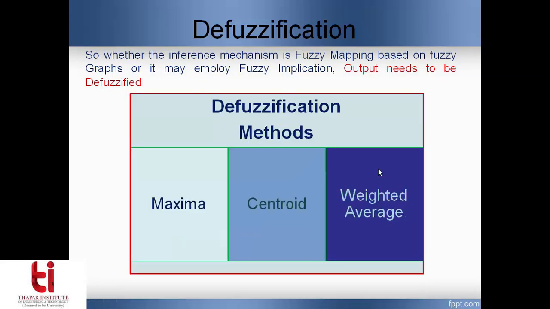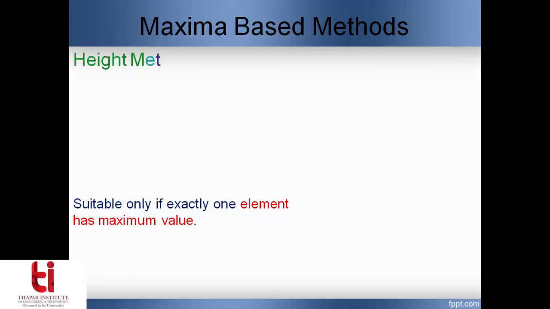So for defuzzification, we have different kinds of methods. Primarily, they can be classified as maxima methods, centroid methods, and weighted average methods. Further, maxima methods can be identified as height method, mean of maxima method, first of maxima method, or last of maxima method. Centroid methods can be further classified as center of gravity, center of sums, or center of largest area. These are the commonly used defuzzification methods which we are going to discuss in today's lecture. So let's start with that.